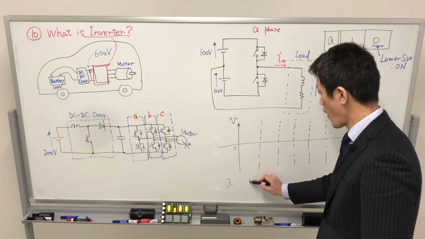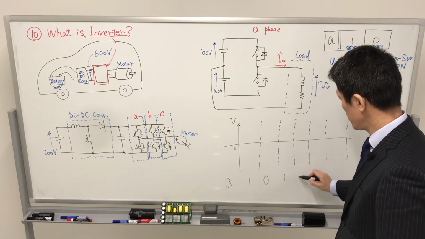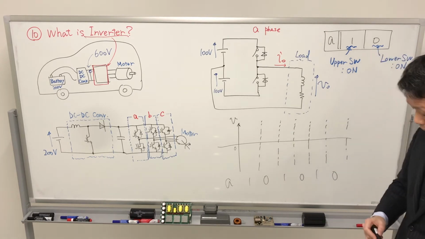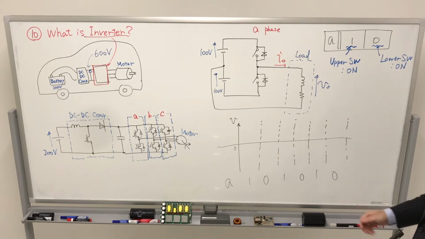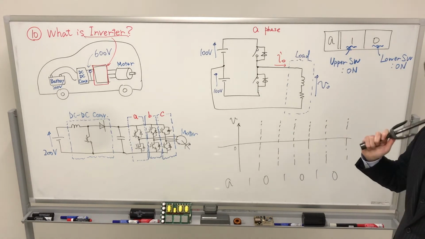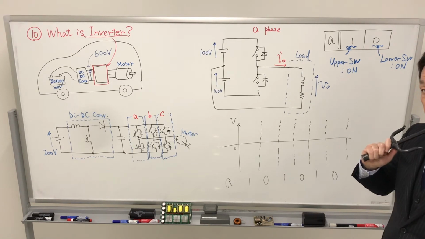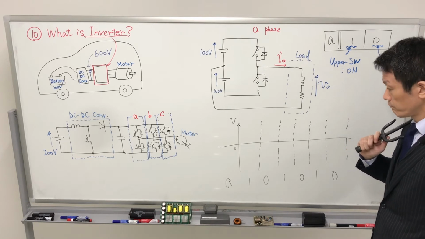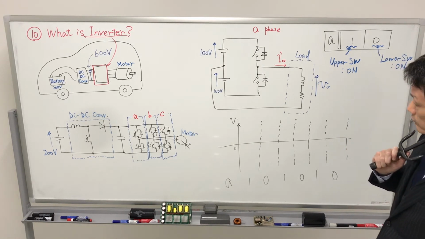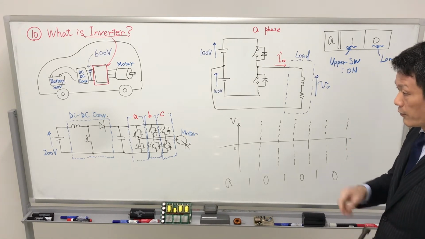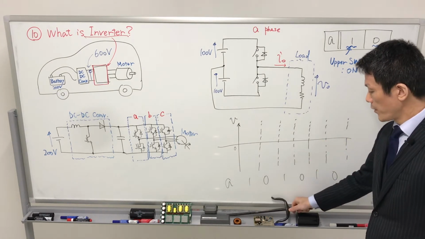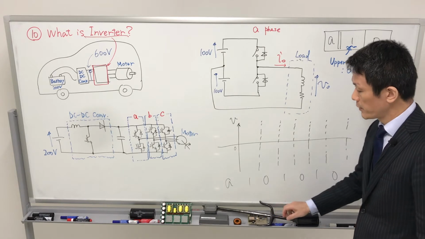In the case of 1, 0, 1, 0, 1, 0, that means the phase is switching. Okay. Please write this waveform using your notebook.